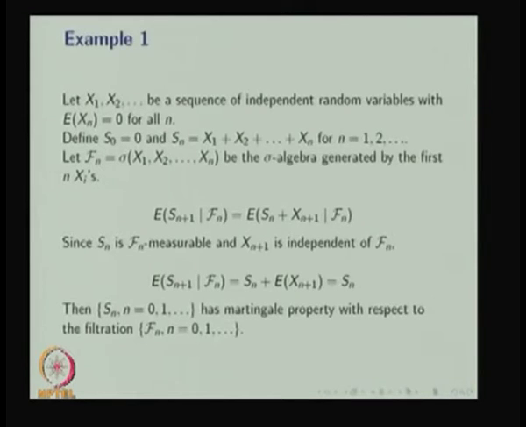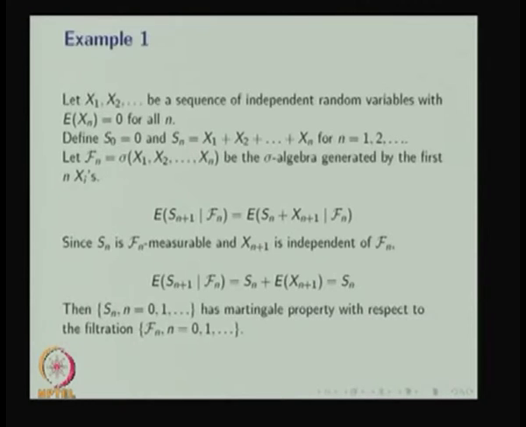Now you are defining a new random variable. S naught is equal to 0 and Sn is equal to the sum of the first n random variables xi's for all n equal to 1, 2 and so on. The filtration Fn is defined from the sigma field generated by the n random variables x1 to xn, the sigma algebra generated by the first n xi's.